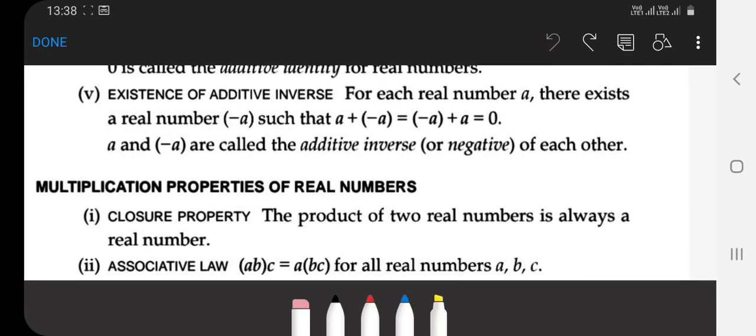Existence of additive inverse. The sum of a and minus a is always 0. So for each real number a, there exists a real number minus a such that a plus minus a is equal to 0. So a and minus a are called the additive inverse or negative of each other.